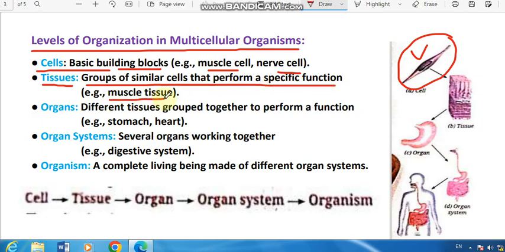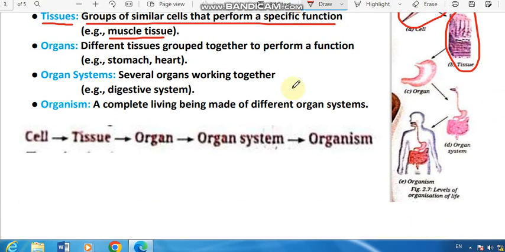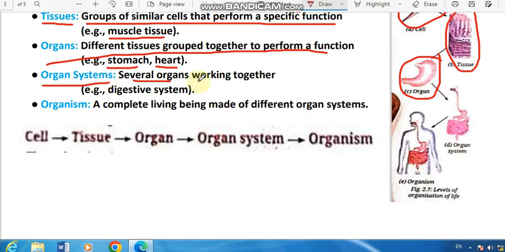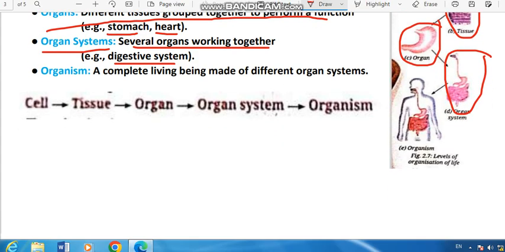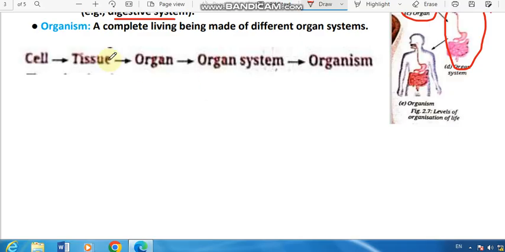Example: muscle tissue. Third, organs, different tissues grouped together to perform a function. Example: stomach, heart. Fourth, organ systems, several organs working together. Example: digestive system. Fifth, organism, a complete living being made up of different organ systems.